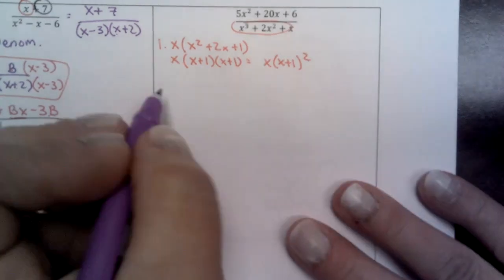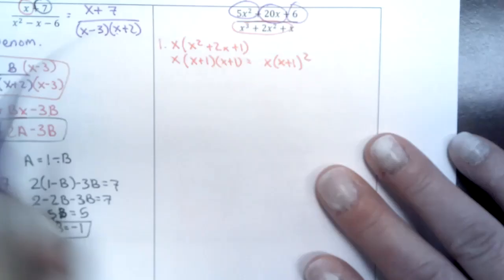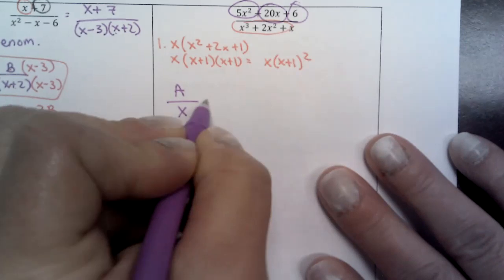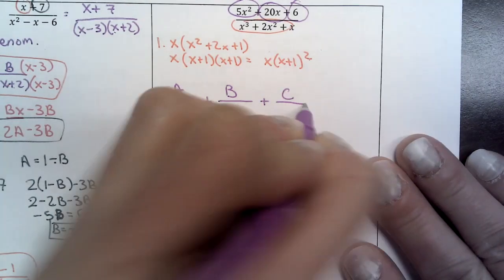So let me explain what that means. Up here I have an A, a B, and a C. My first one is going to be A, my second one is going to be B, and my third one is going to be C.